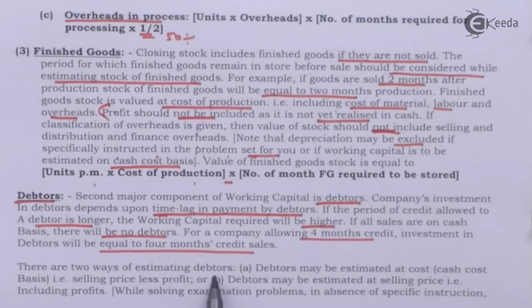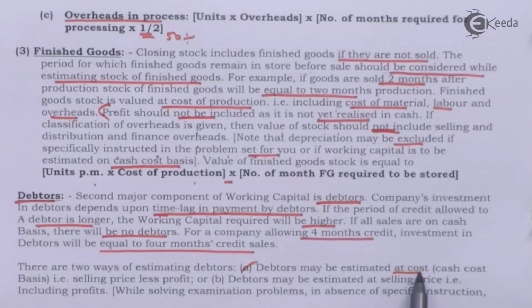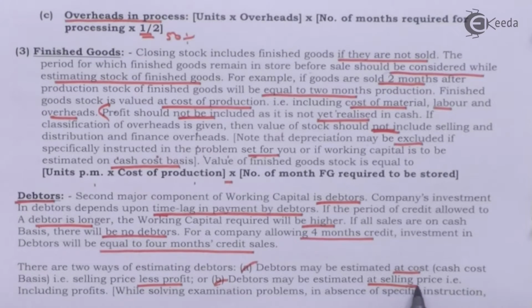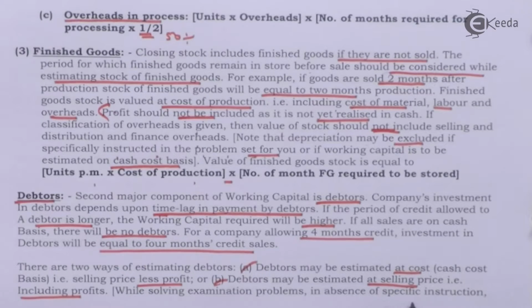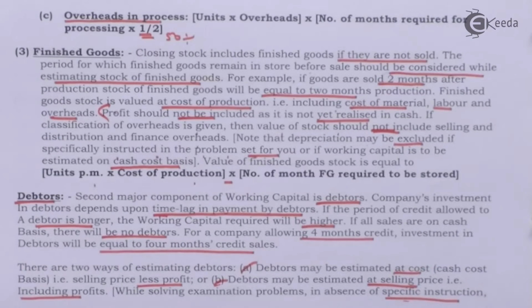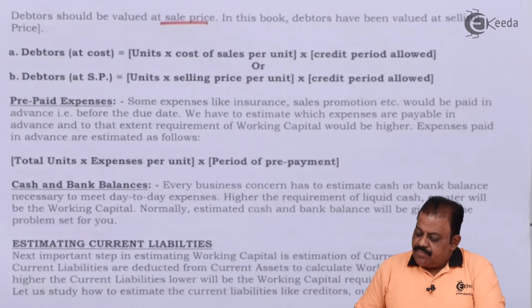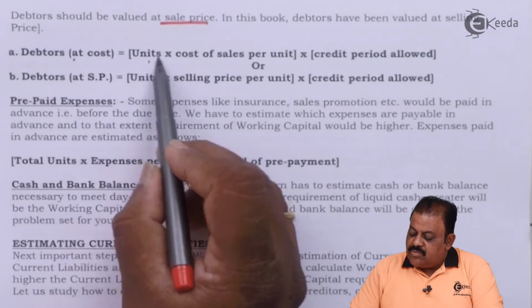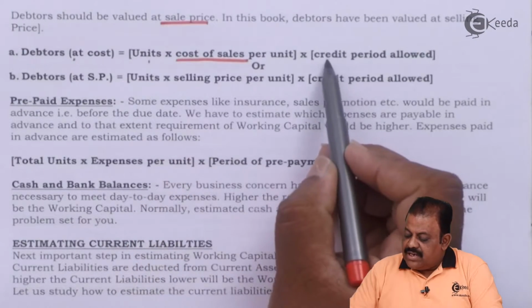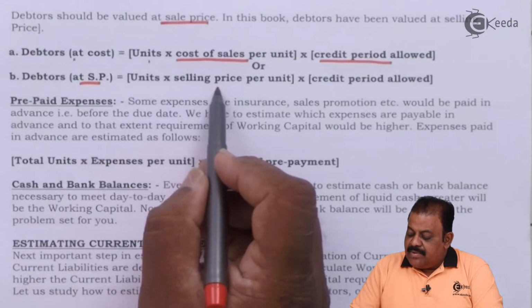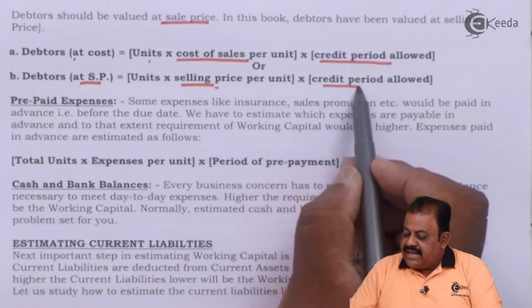There are two ways of estimating debtors. Debtors may be estimated at cost, cash cost basis, that is the selling price less profit. Debtors may be estimated at selling price, that is including profit. While solving the examination problem, in the absence of specific instruction in the sum, debtors should be valued at sale price. Debtors at cost is equal to units multiplied by cost of sales per unit multiplied by credit period allowed. Debtors at sale price, units multiplied by selling price per unit multiplied by credit period allowed.